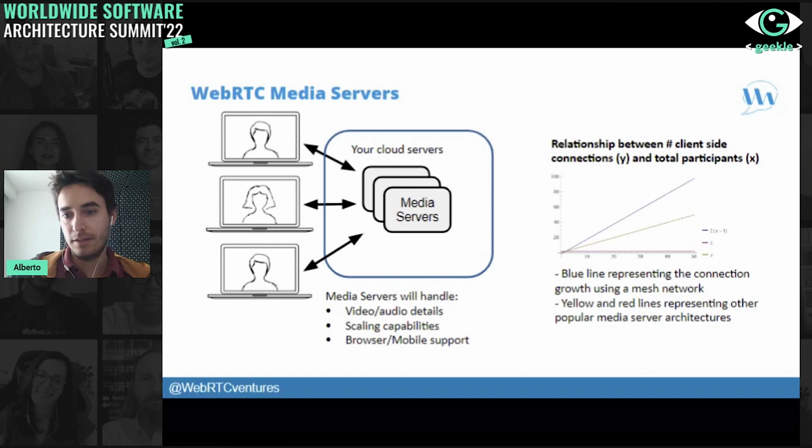But yeah, in this chart at the right, I'm just showing a representation of the number of connections we would need in different situations. So if we use a mesh network, we would be on the blue line, where we have a linear increase, a 2x increase in number of connections. And then there are other types of media servers that would allow us to have much less connections, which means much less resources for the client, better experience.